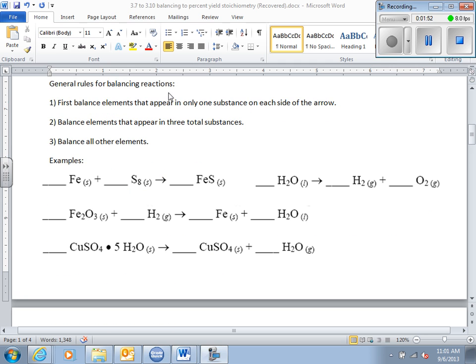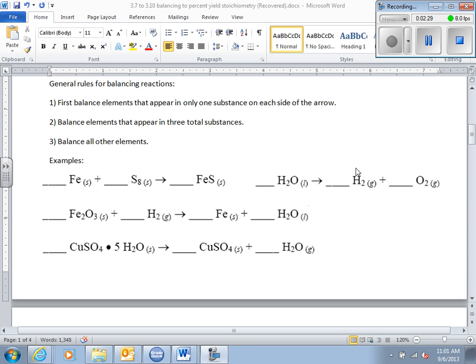Okay, some general rules. This will help you. There's going to be a bunch of reactions you're going to balance. One of the rules: the first thing you should balance is the elements that appear only in one substance on each side of the arrow. In this one, each substance appears only once. Oh no, if you look at this, iron is appearing twice on the left. So we wouldn't do iron first. And notice sulfur is twice on this side, so I wouldn't do sulfur first either.